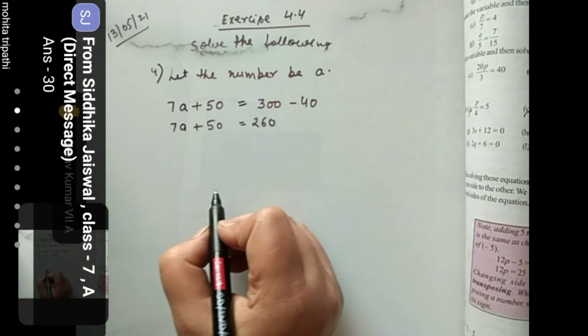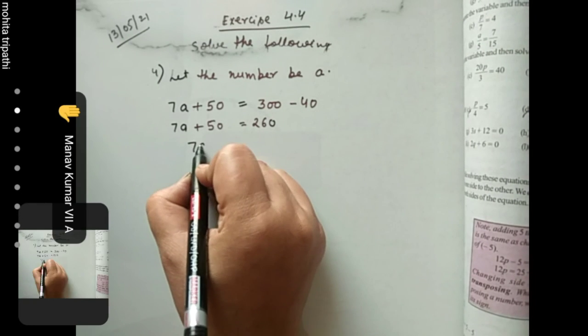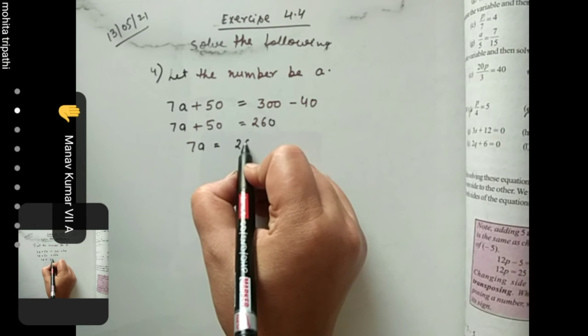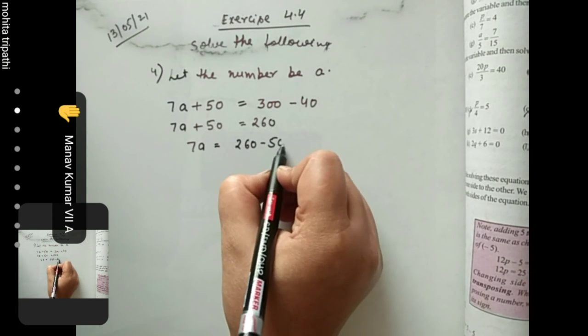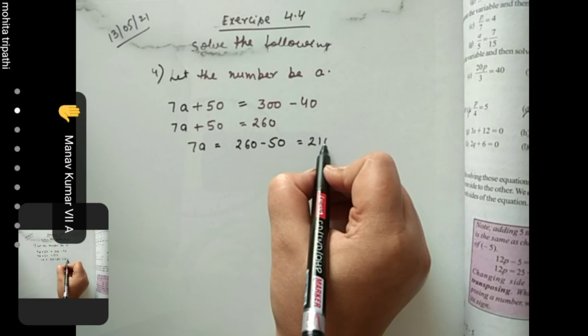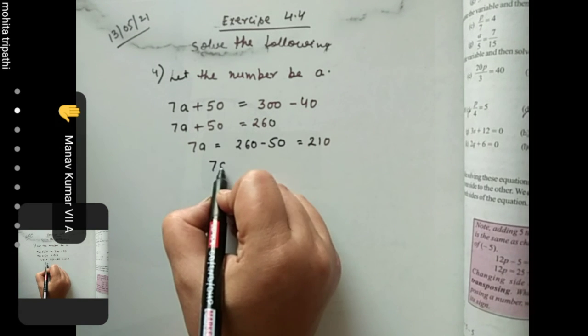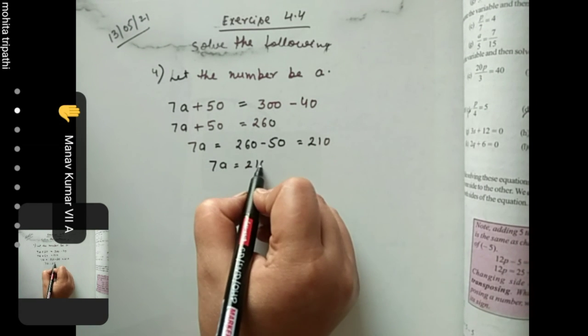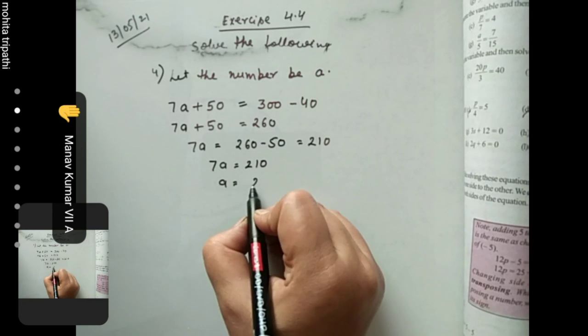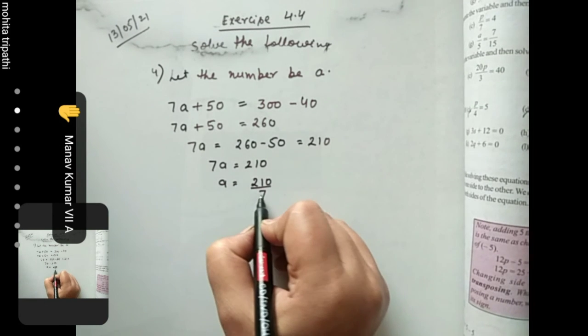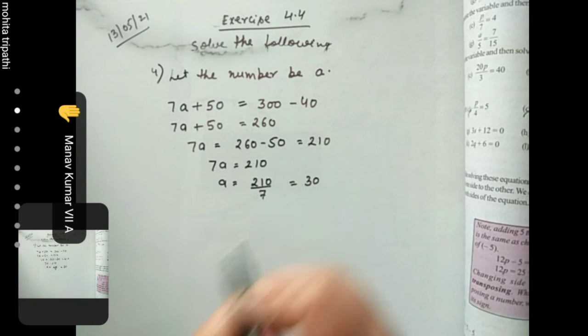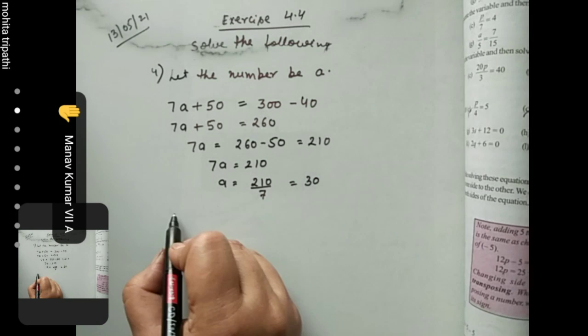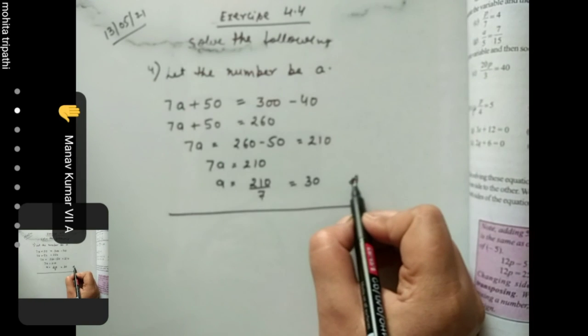So this is your equation, that 7a plus 50 is equal to 260. Now we will solve it. 7a is 260 minus 50, that is 210. So 7a is 210 and a is 210 upon 7, that is 30. Okay, now you can cross check it. This 30 is your answer.